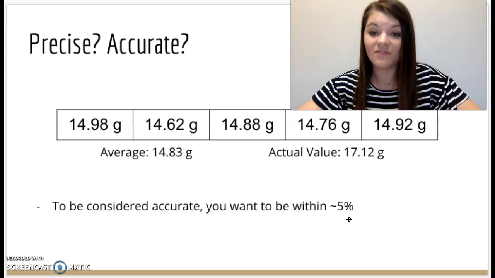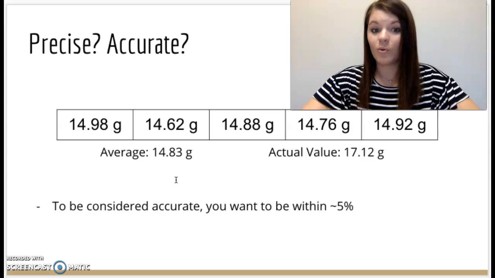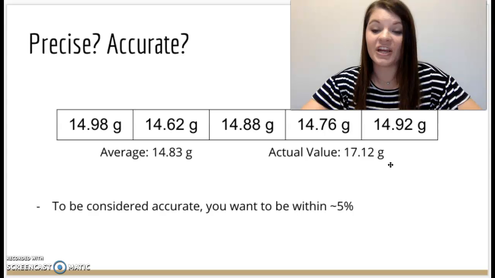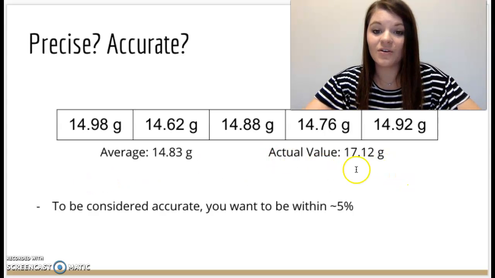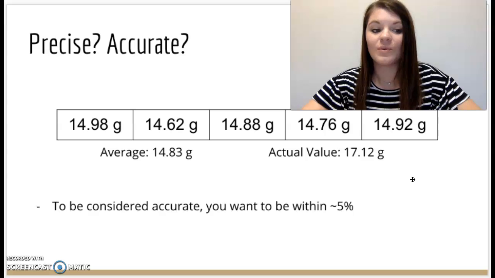If the accepted value were to be, let's say, 14.9 or even 15.00 grams, okay, we would be accurate and precise. But because our actual value is so far off from the average, or the average is so far off from the actual value, we would say that these are precise.